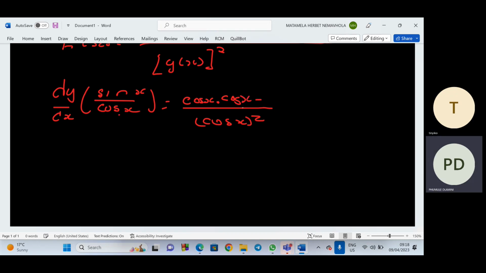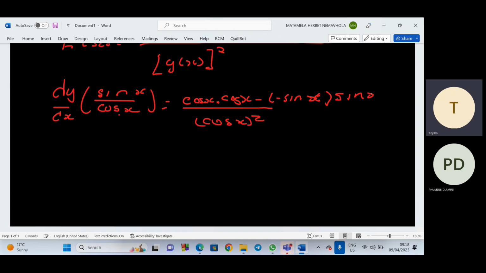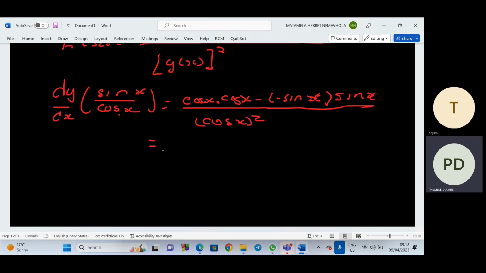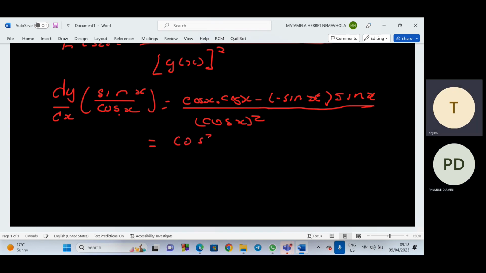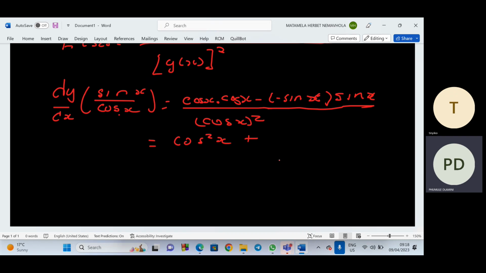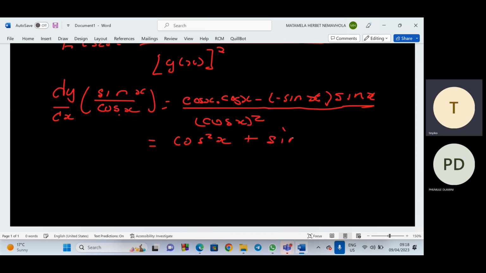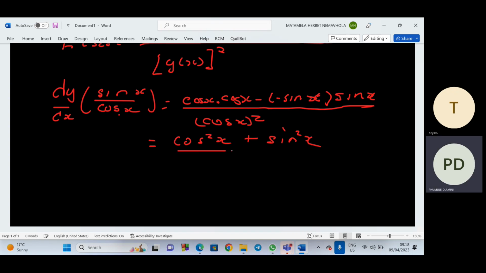Then minus, we differentiate cos x. When we differentiate cos x, we know it's going to be minus sine x, because I already showed that when you differentiate cos x, it changes the sign. It becomes negative sine x. Then we multiply by sine x, which is this one on top there. Then cos x times cos x is the same as cos squared x, right? And then this negative is going to be plus. Sine x times sine x is the same as sine squared x, over this one cos squared x.